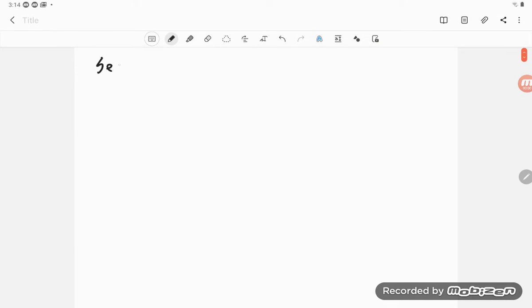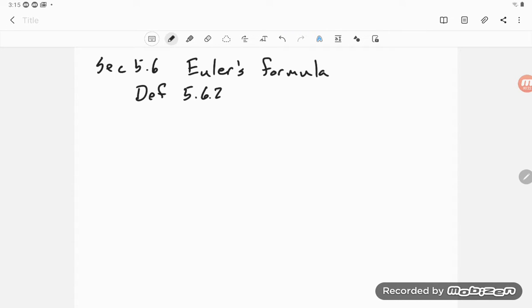This is section 5.6. And what we're going to do is look at Euler's formula, and that is their definition 5.6.2. So this is a little out of order, but I think it's just easier to look at the theorems if you have this exponential notation.